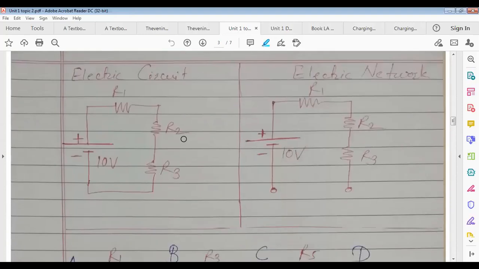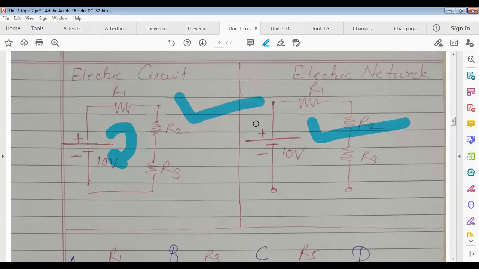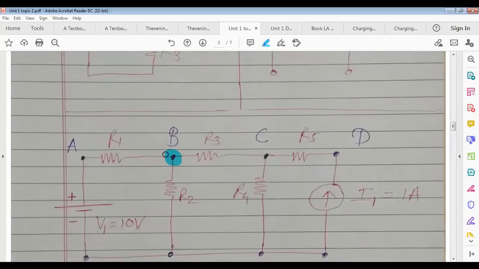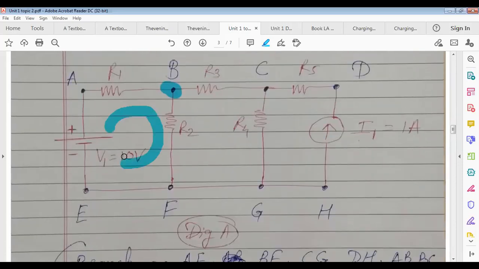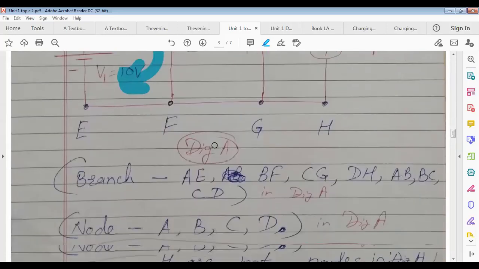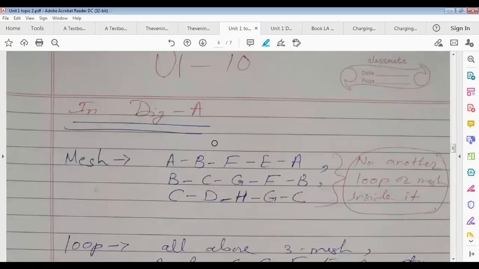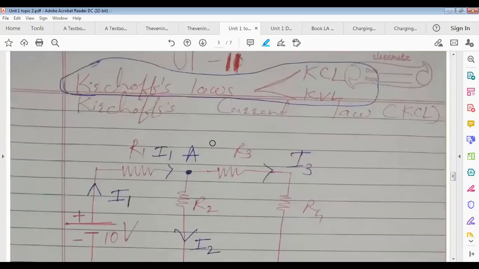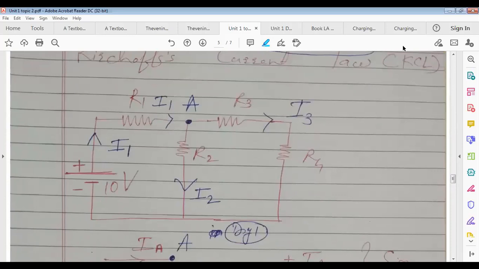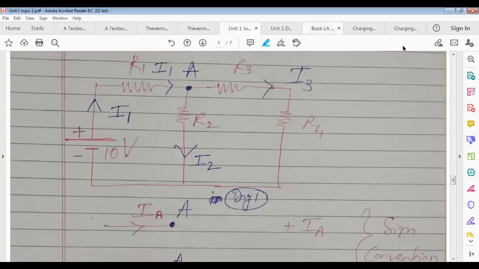What do you mean by loop? Read the definition of loop, the definition of node, electric circuit, electric network. MCQ question, 1 mark: open circuit, electric network, closed one electric circuit, node or junction where 2 or more than 2 branches meet together. This is the closed loop, closed path, that is called a loop. Okay, branches, read these definitions, 1 mark question.